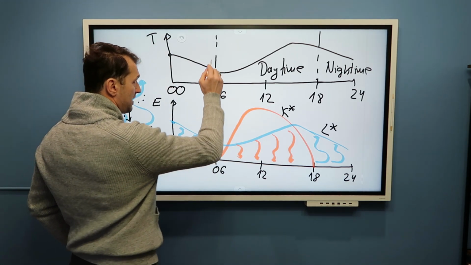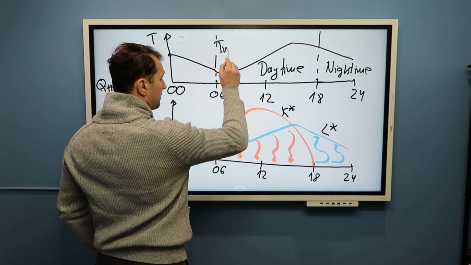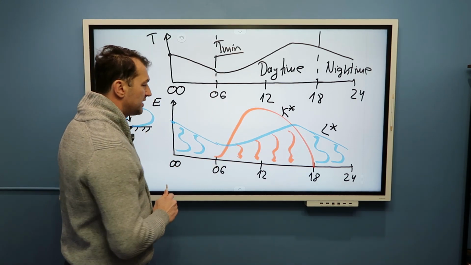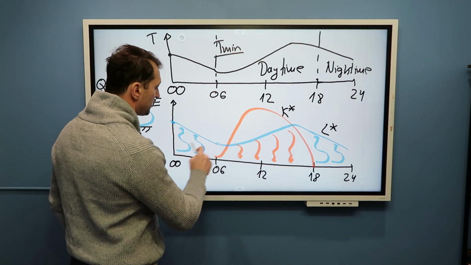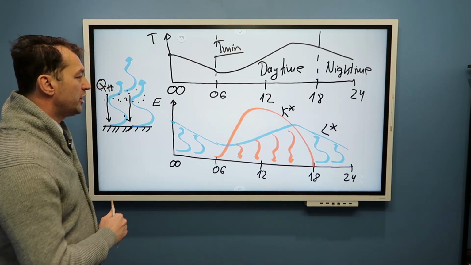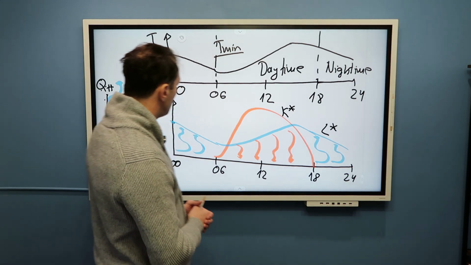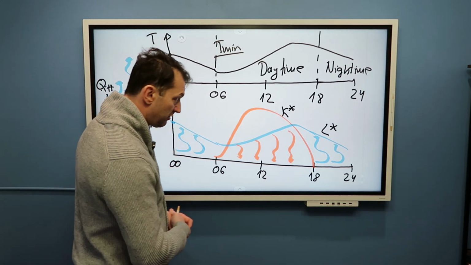And that is why minimum temperature is observed at the time of sunset, because the surface was continuously cooling, emitting long wave radiation, and the air, poor air, was continuously warming the surface.